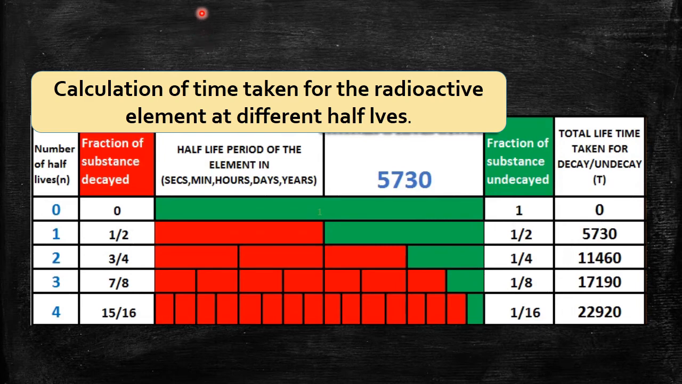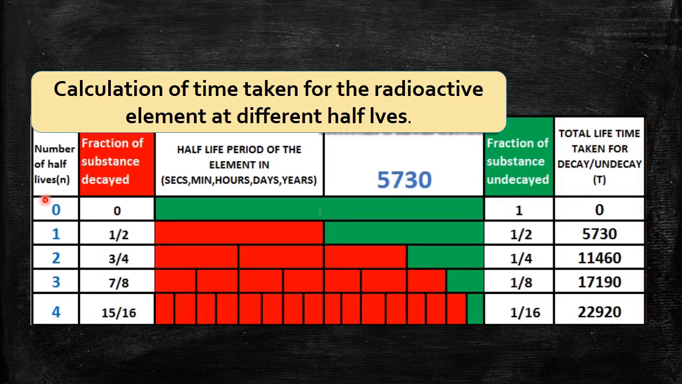Today we are going to learn the process of radioactivity by using this block diagram. To learn the concept of radioactivity, this block diagram is very helpful and useful. Look at the block diagram in which, in the first column, I have given the number of half-lives. I have given 5 values.